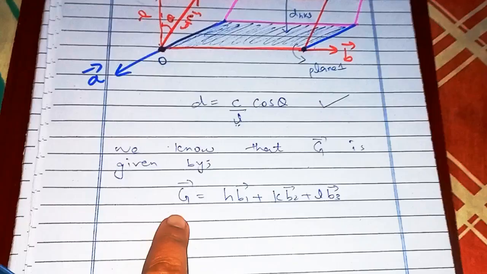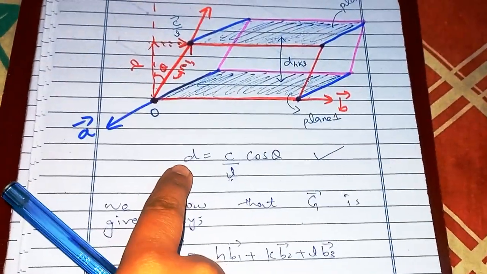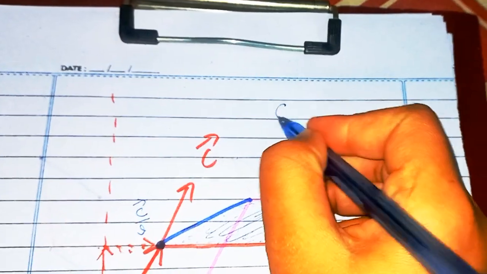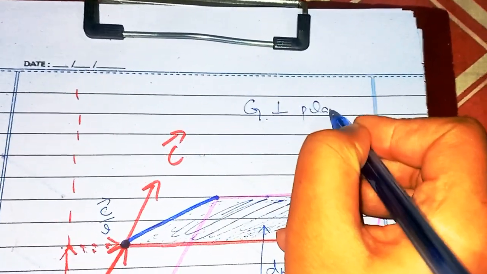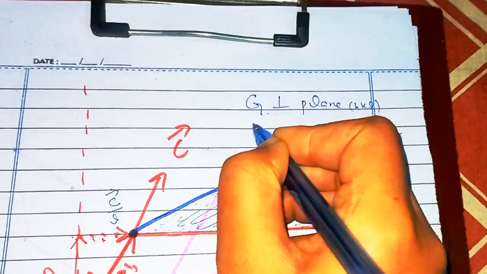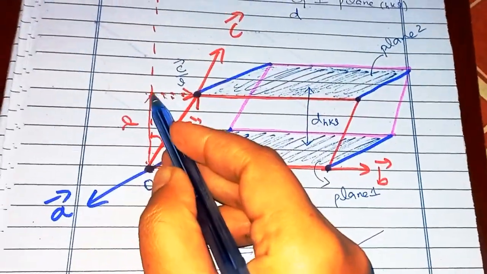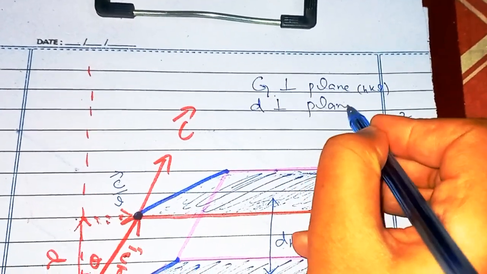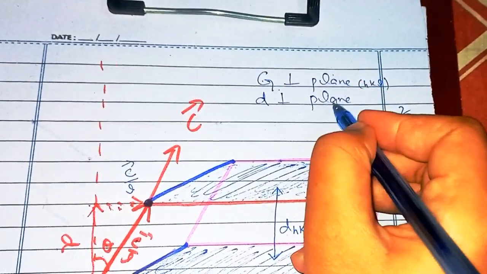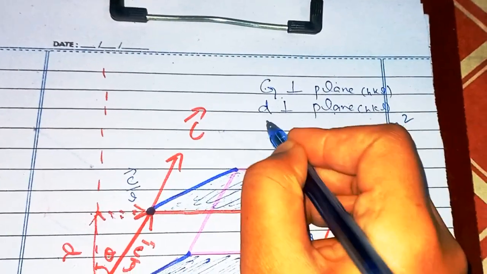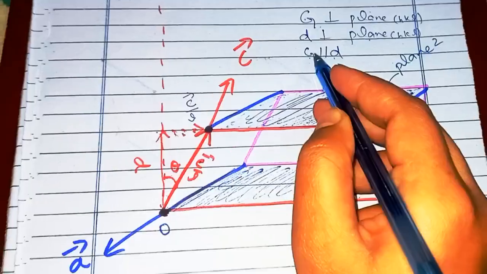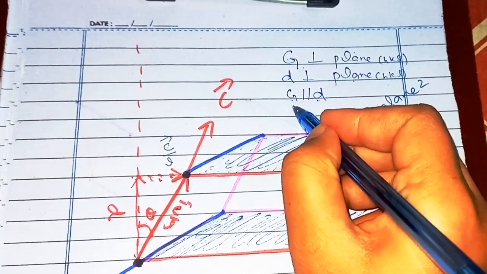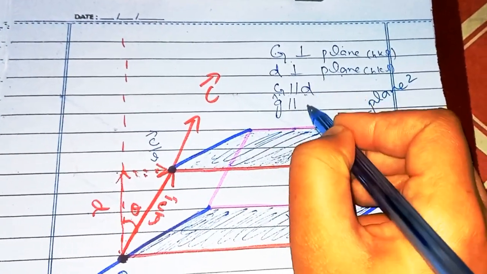Alright, and let me tell you that the g vector and the interplanar spacing vector, which is d, are both in a similar direction. We know that g is perpendicular to plane HKL, and the d vector is also a perpendicular distance between two planes, hence d is also perpendicular to the plane. Since d and g are both perpendicular to planes HKL, it means that g and d are parallel to each other. Hence, d will point in the similar direction as g does, and the unit vector of g is also the unit vector of d vector.